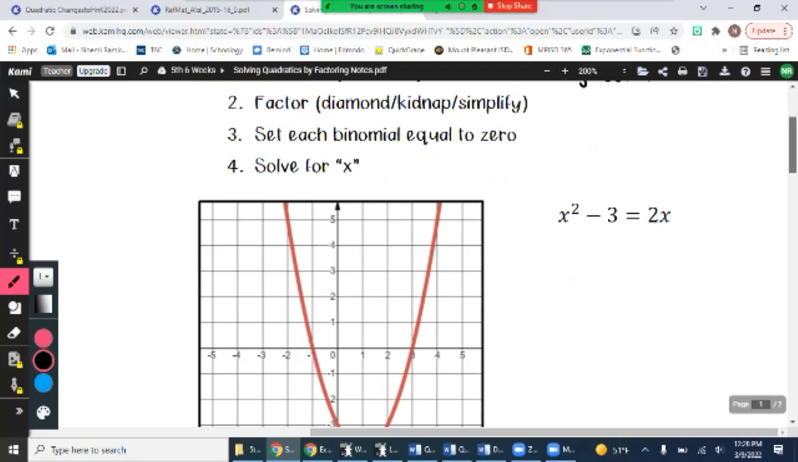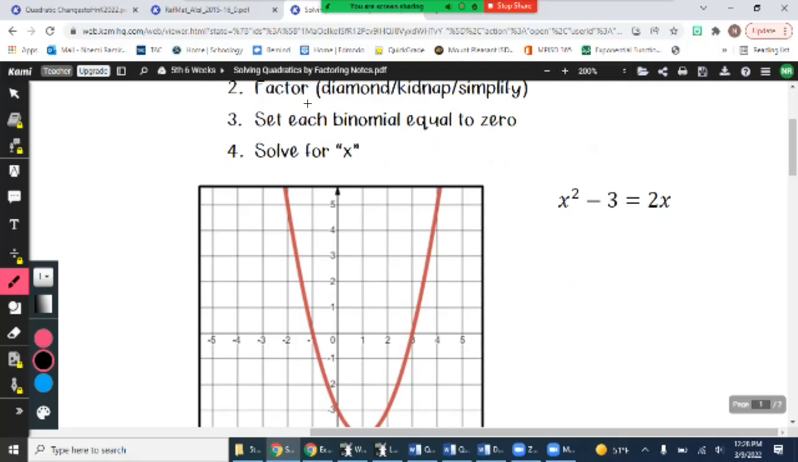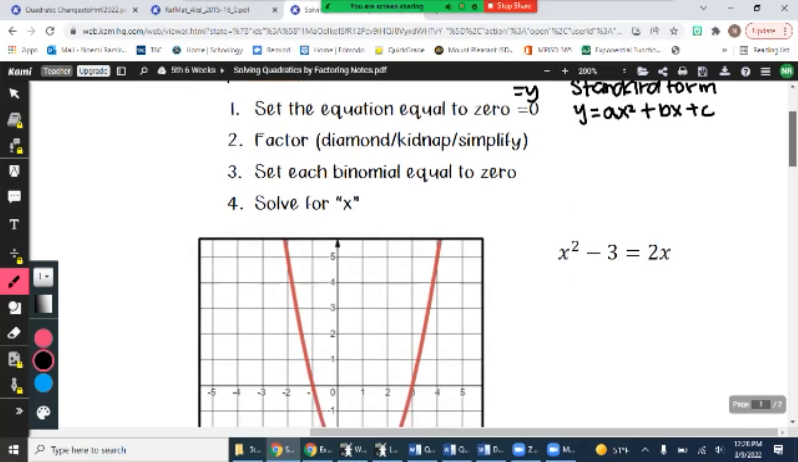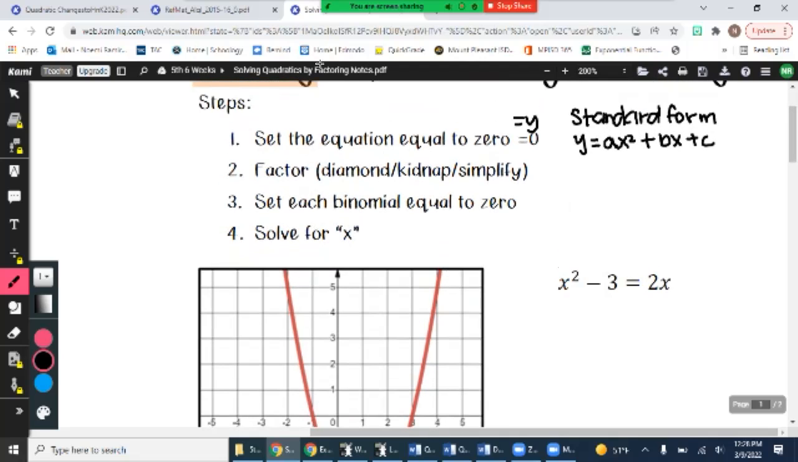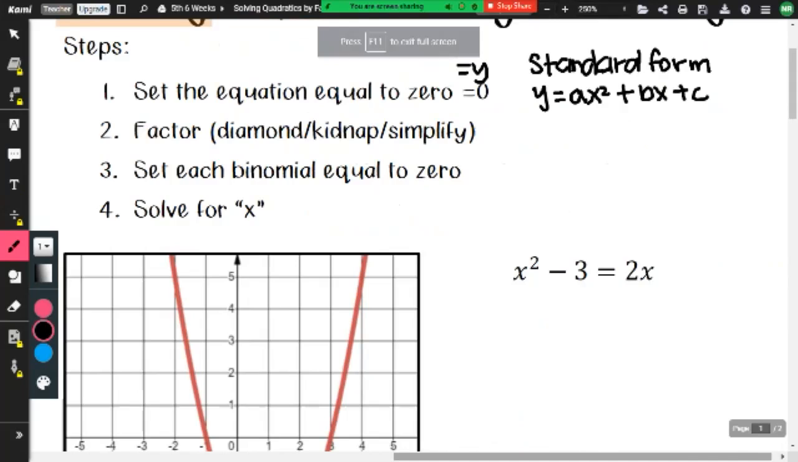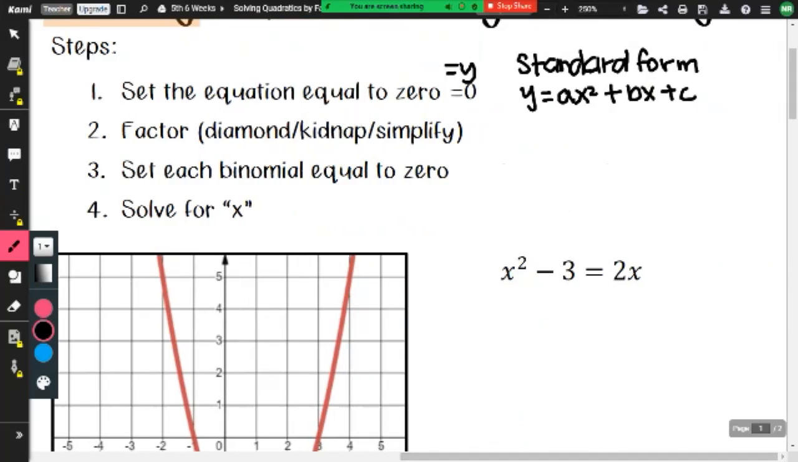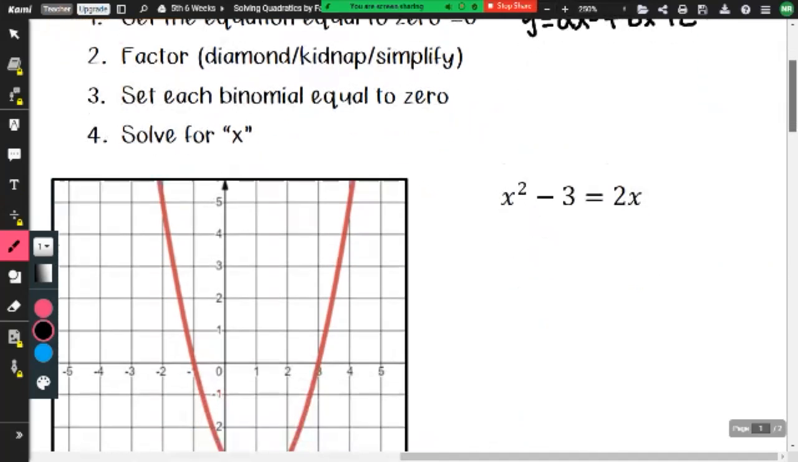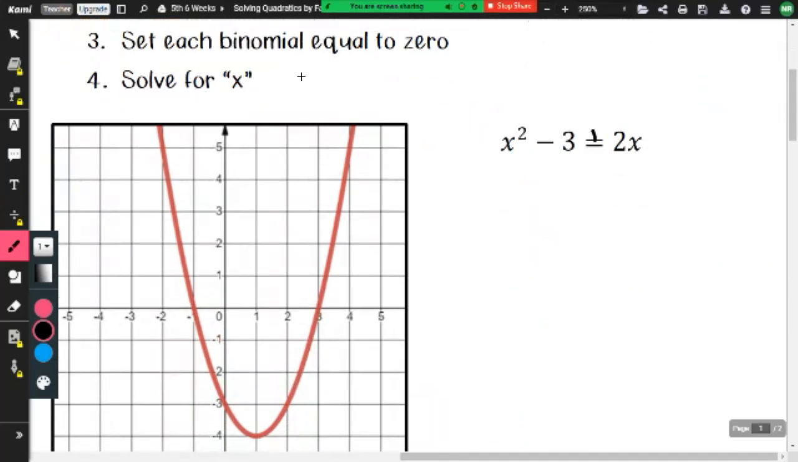So here we go. First thing you want to do, you want to set it equal to 0. You want to make sure that all of your terms are on the same side. So how do I move the 2x so that it is on the same side as x squared minus 3? Minus 2x. So we're going to subtract 2x.